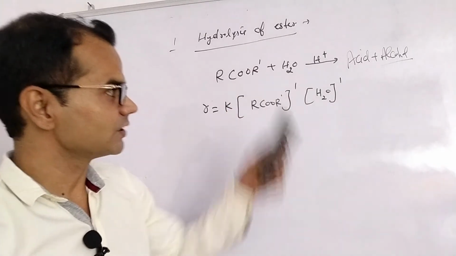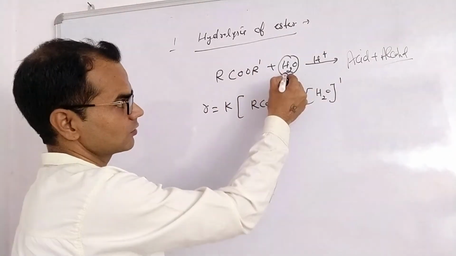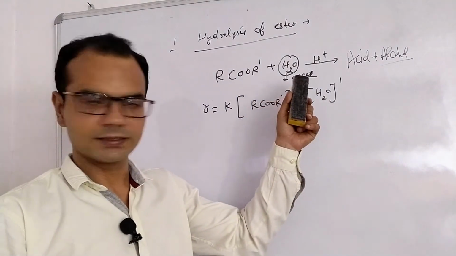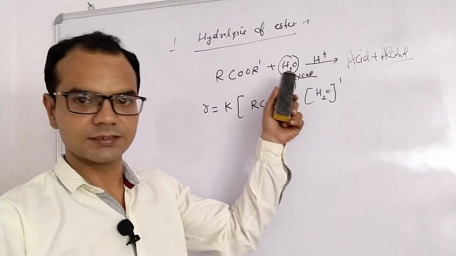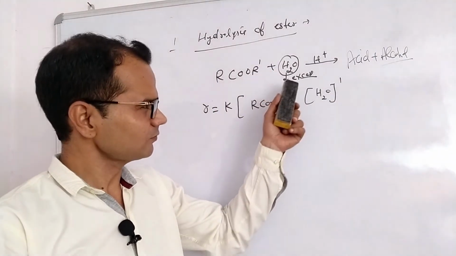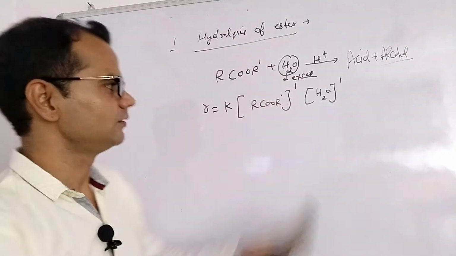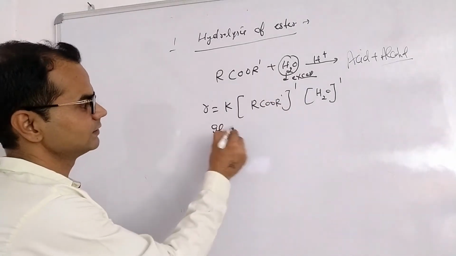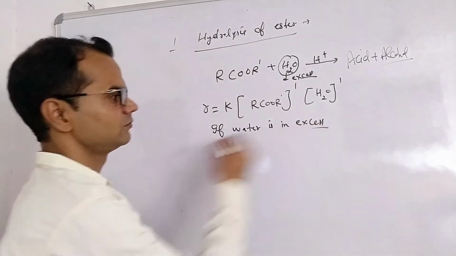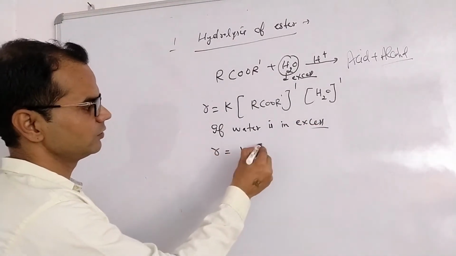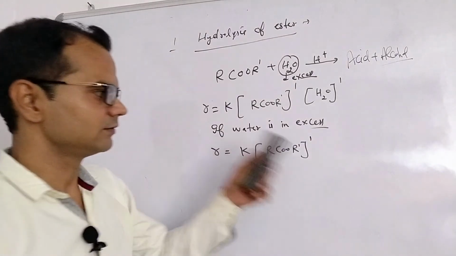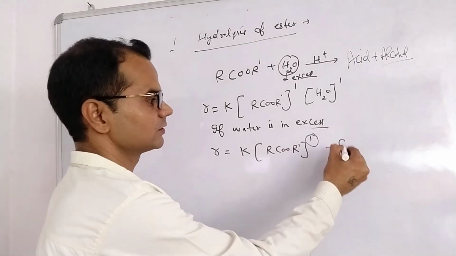But if water is present in excess, then there is no significant change in the concentration of water. So the rate will not depend on the concentration of water. So if water is in excess, now the rate is R equal to K [ester]. So now this is a first order reaction.